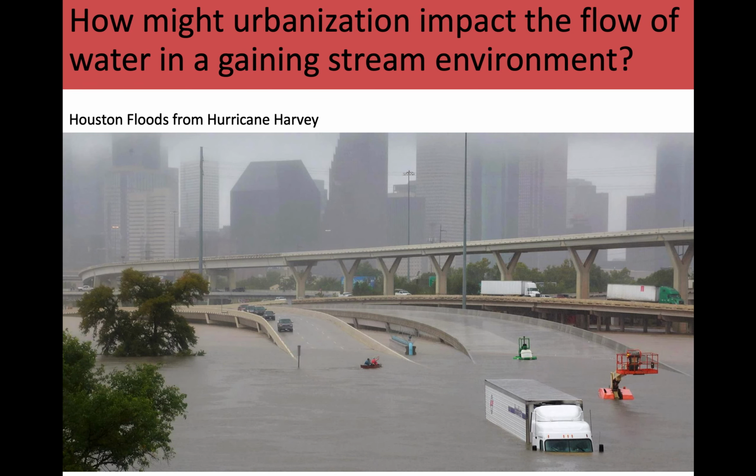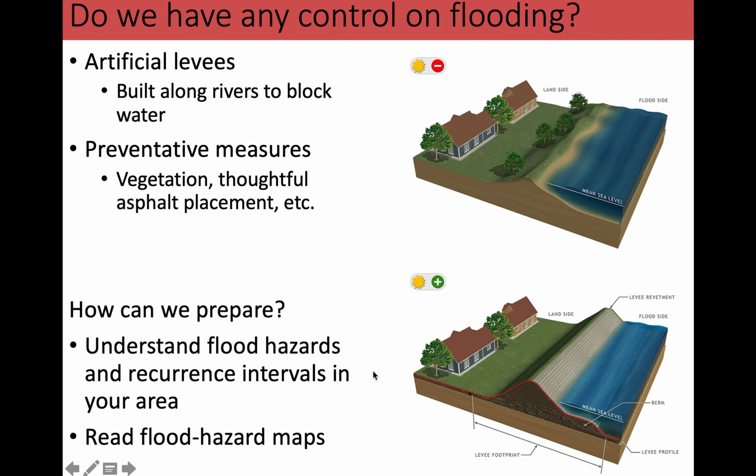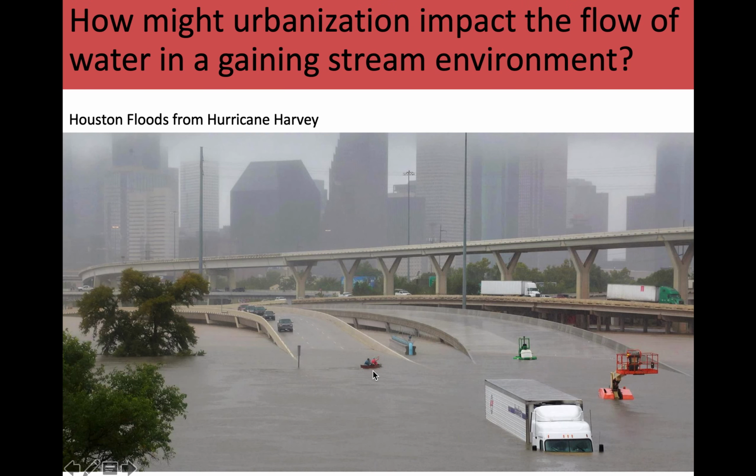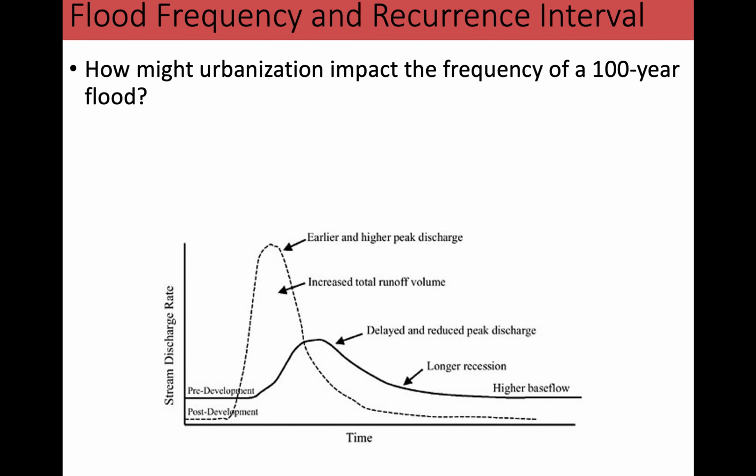So another important thing to talk about is urbanization. So us, what are we doing to stream environments? So this is flooding from Hurricane Harvey, which I showed earlier with that precipitation map. So this is in Houston, Texas. You can see these people in a boat on the highway. Huge amount of water. It was a very, very, very bad flood.